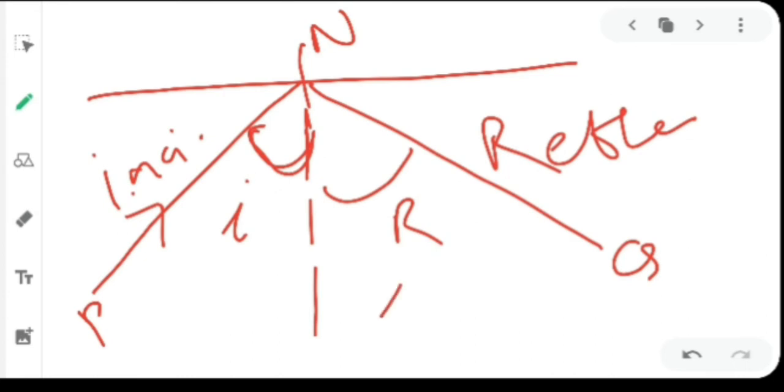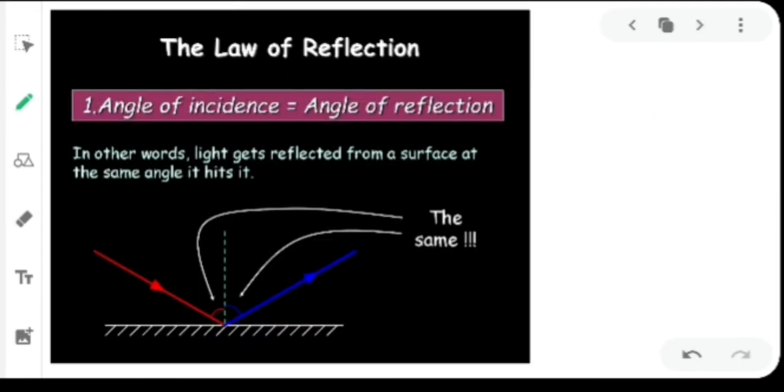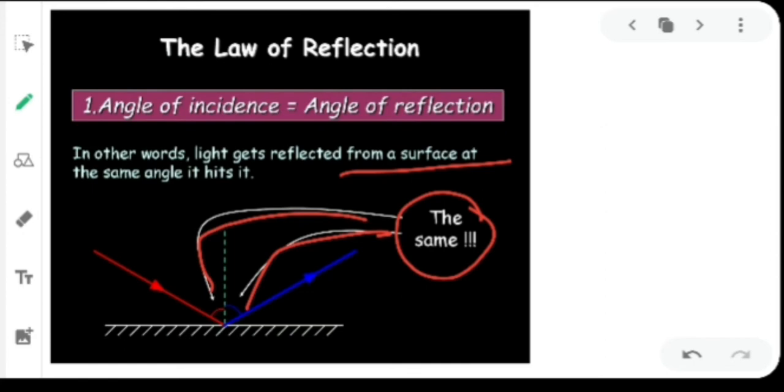Here we must know the angle of incidence is always equal to the angle of reflection. Why so? The law of reflection tells us that when light rays make an angle with the normal, the ray striking the mirror and the bouncing back ray both make an equal angle with the normal. They are both the same. You may see over here, the angle of incidence and the angle of reflection measure the same. In other words, light gets reflected from a surface at the same angle.